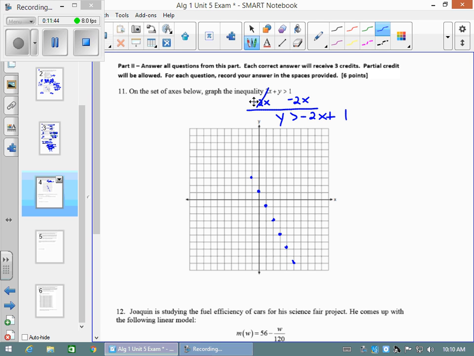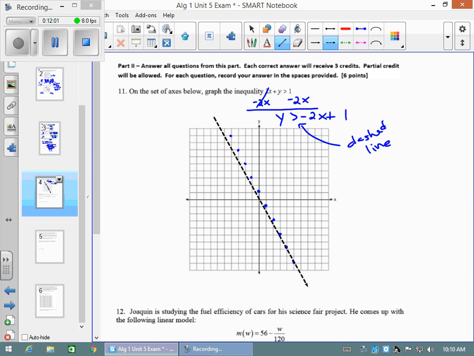Now, because this is a greater than sign, it's going to be a dashed line. So you want to use a straight edge ruler and draw your dashed line. Okay, you have arrows. Sorry about that. Okay, there we go. Now I need to finish this by shading.